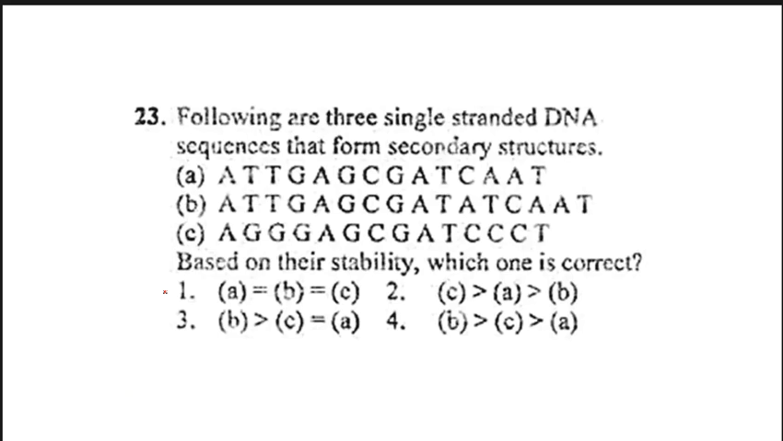Third question is also from biochemistry. Question 23: Following are 3 single-stranded DNA sequences that form secondary structure. Three sequences are given, and they are going to form the secondary structure. Based on their stability, which one is correct? First of all, we need to know that the ones having more GC content are more stable.